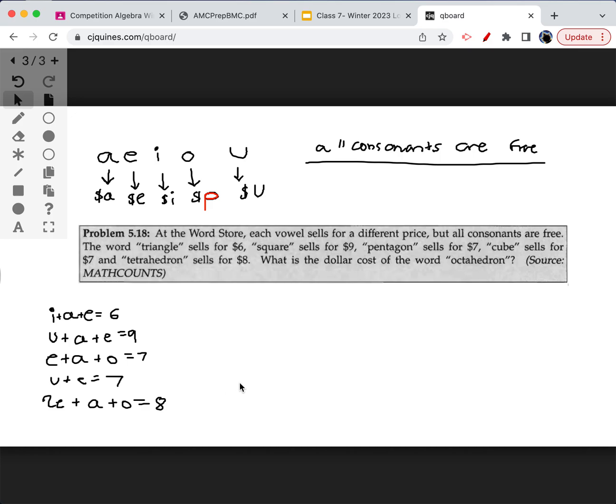So now we want to find the cost of the word octahedron. So octahedron is O plus A plus E plus O, or 2O plus A plus E. So what is the value of this? So I'll give you guys like 3 minutes to try this problem and then I'll be going over it.